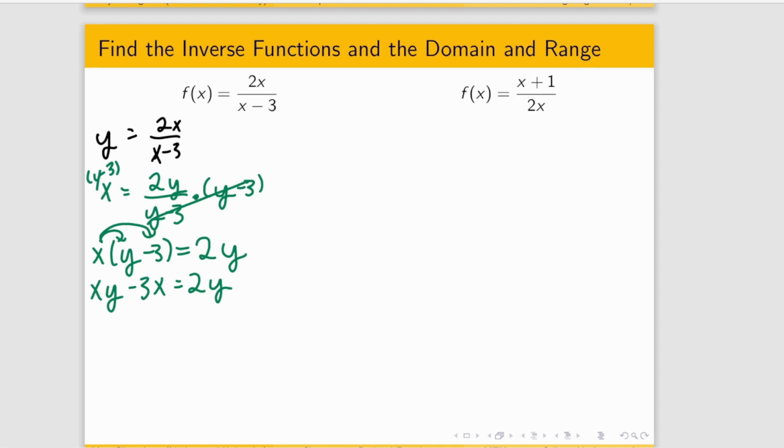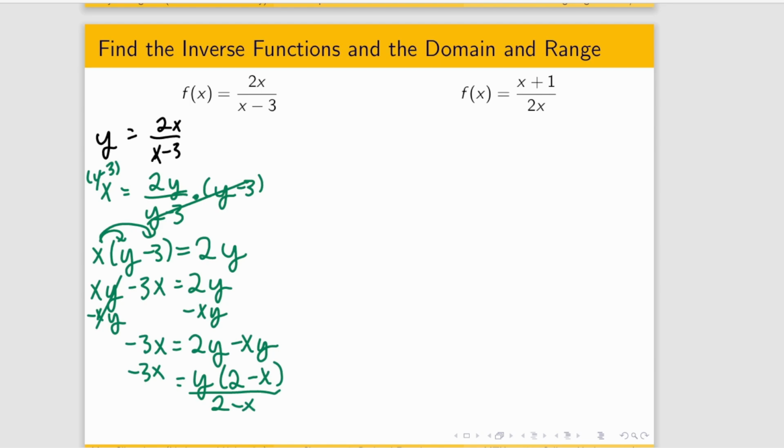There's a couple different ways you could do this, but I might notice that there's already just a y on the right and something without a y on the left, so I might just subtract over xy to both sides. And then I would notice that both 2y and xy have a y in it, so I can factor out a y. 2y divided by y leaves us with 2. Negative xy divided by y leaves us with negative x. And then as a last step, I would want to divide by 2 minus x. So my final inverse function would be negative 3x over 2 minus x.